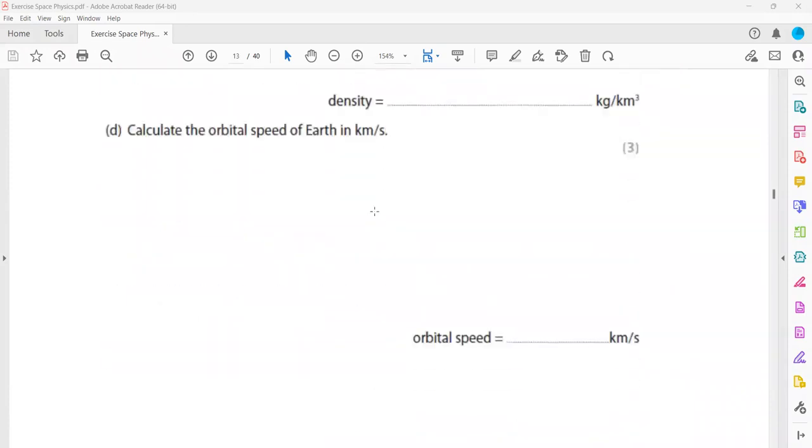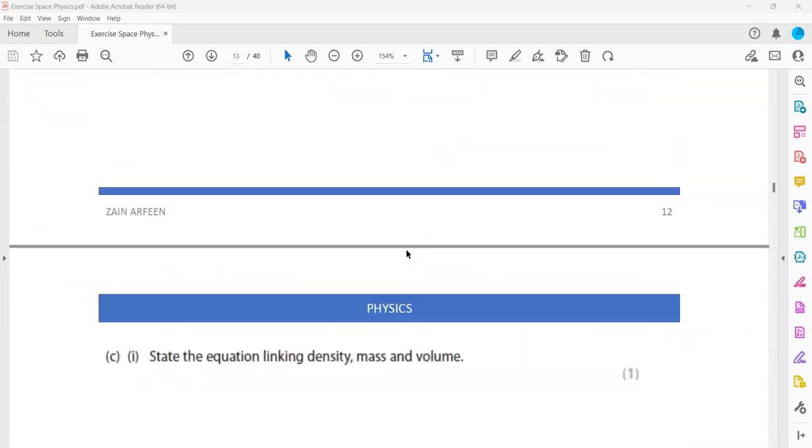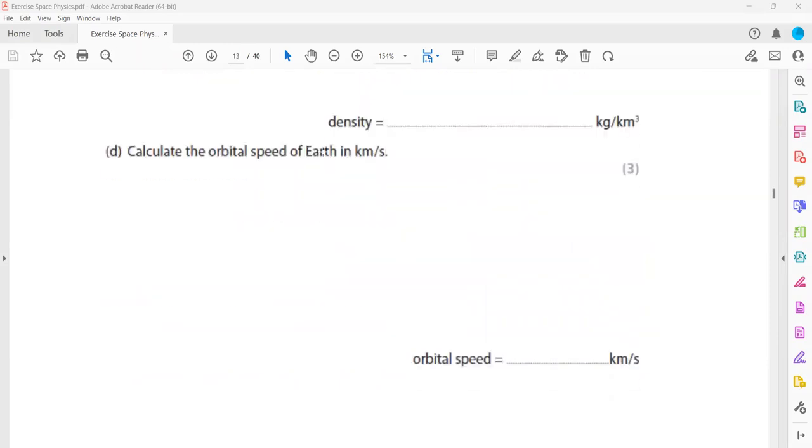Calculate the orbital speed of the Earth in kilometer per second. Now we have to calculate the orbital speed of the Earth. Because Earth is moving around the sun, we have to use the distance between the sun and the Earth to calculate its orbital speed. We don't need the radius of the Earth, we need the orbital radius of the Earth. There is a difference between the radius of the Earth and the orbital radius of Earth. Radius of the Earth means the size of Earth, the diameter of Earth divided by 2. But we need the orbital radius.